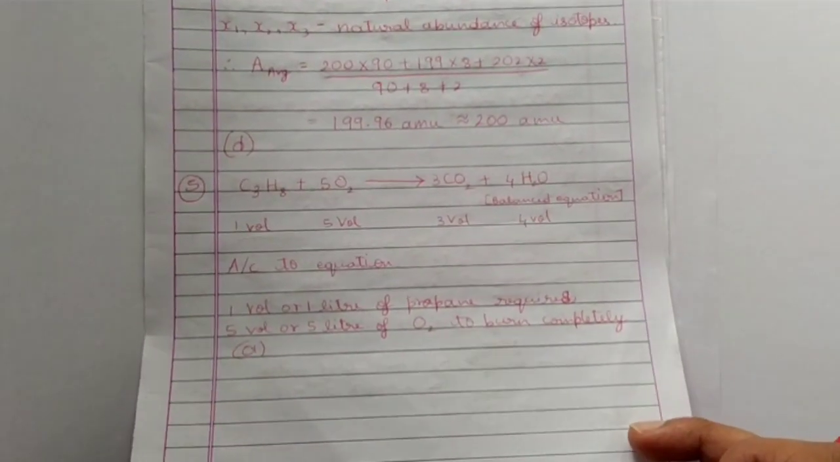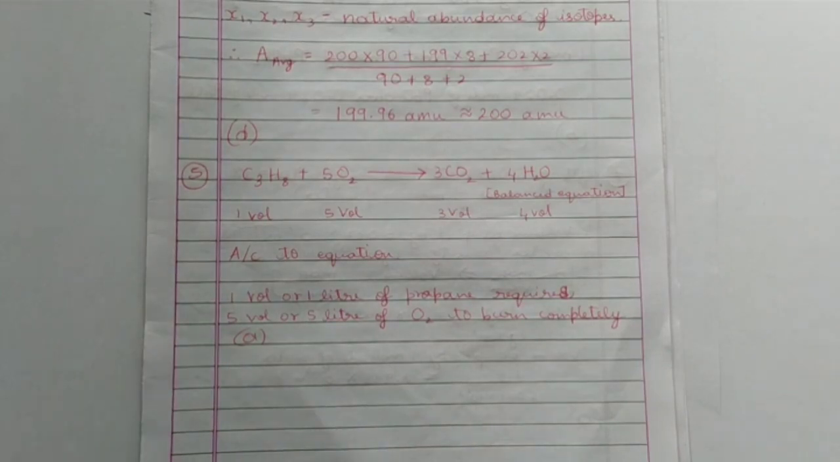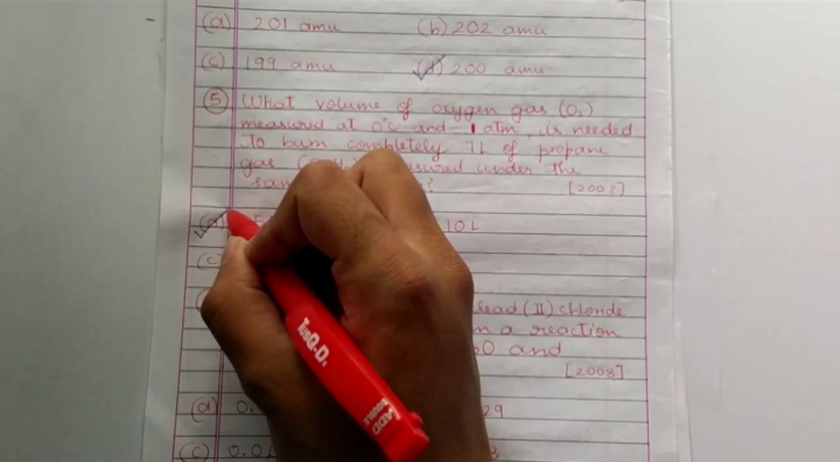So we have the equation: C3H8 plus 5O2 gives rise to 3CO2 plus 4H2O. According to equation, 1 volume or 1 liter of propane gas requires 5 volume or 5 liter of O2 to burn completely. So therefore it is option A.